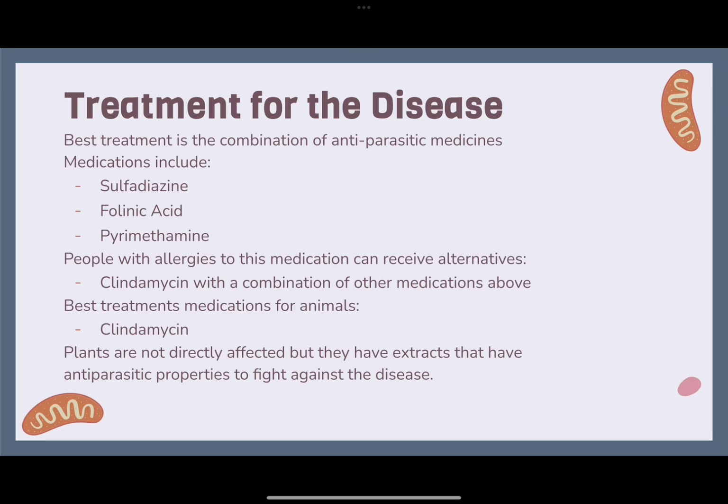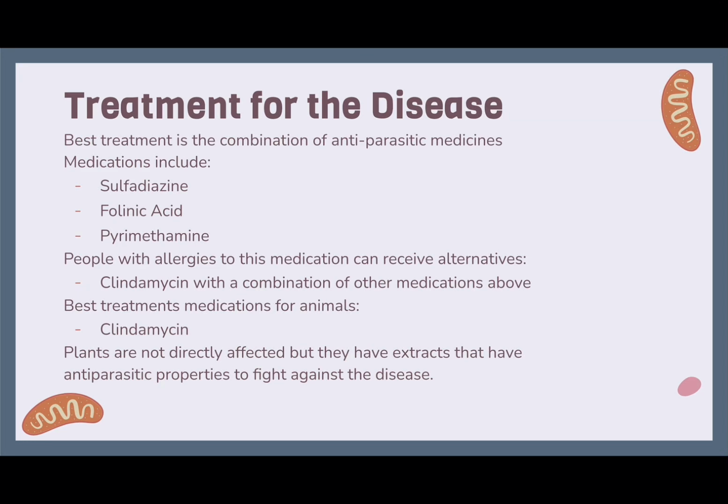Next, looking at treatments for this disease, the best treatment is combinations of anti-parasitic medicines. Some of these medications include sulfadiazine, folinic acid, and pyrimethamine. Sulfadiazine is an antibiotic that is used with pyrimethamine to decrease the parasite load. Folinic acid normally is given with pyrimethamine to help reduce side effects and protect bone marrow. Pyrimethamine is the main medication of the treatment, and it's an antagonist to folinic acid to help prevent more parasite growth.